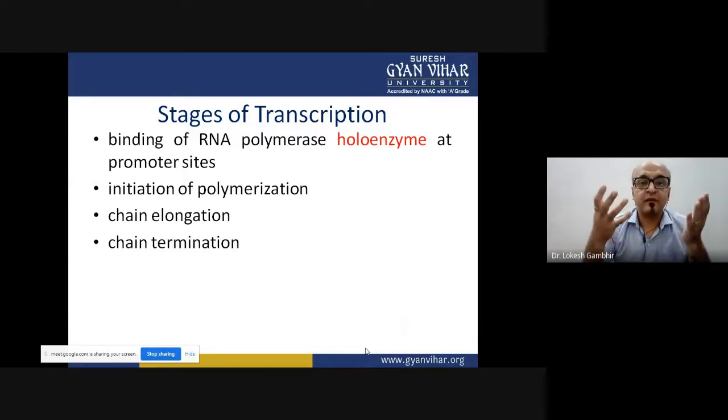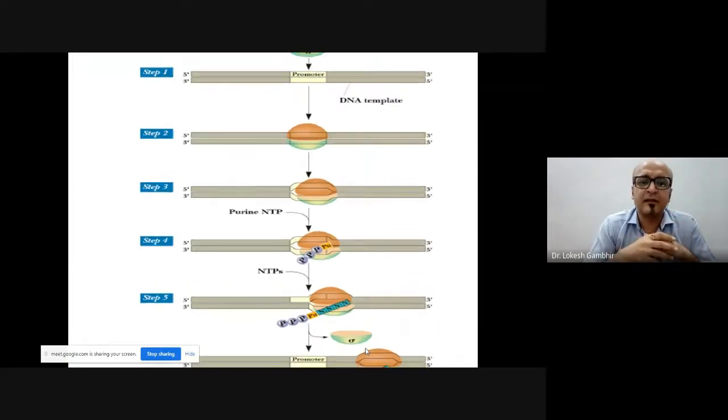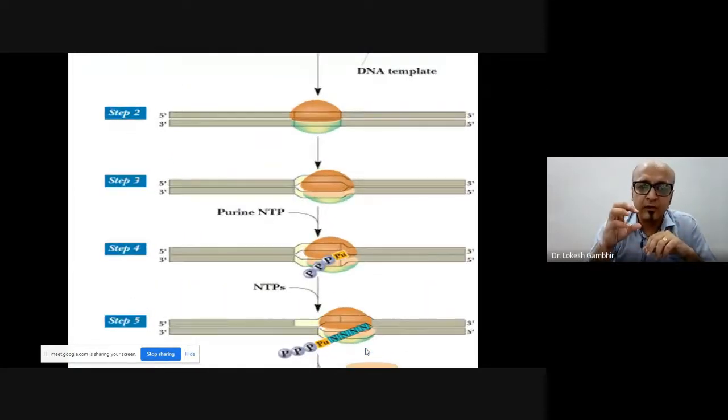First is the binding of RNA polymerase. Second is the initiation of this transcription. Then there is chain elongation. Then there is chain termination. So let us focus on the first part, that is binding of this RNA polymerase to the sequence. This pictorial representation is a cumulative representation of the complete transcription process. Let us come to this at the later stages, and let us focus on a main part that I want to tell you.